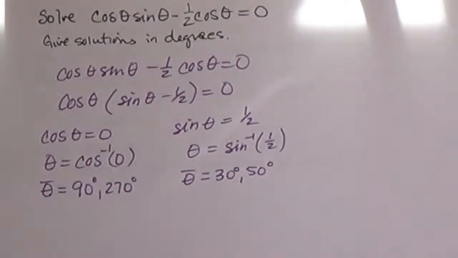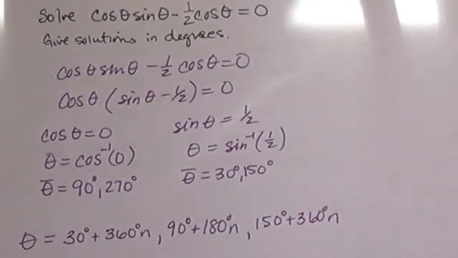So for the inverse sine, at 30 degrees, we want every 360 degree revolution of that. And for the 150 degrees, we want every 360 degree revolution of that. For the cosine inverse, notice if I look at 90 and 270, they're exactly 180 degrees apart. So here, I want the 90 degree angle and every 180 degree revolution of that.